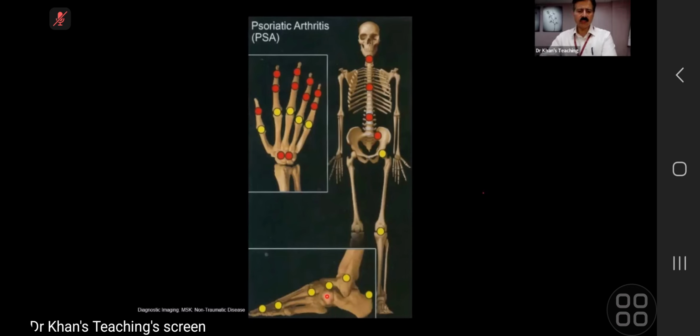One of the take-home points will be the differentiation between involvement of hand versus the feet. Take-home point is that in psoriasis, hand is more commonly involved, and in CRA, feet are more commonly involved. Rest of the pattern in the spine and the SI joints, they remain the same. So this hand versus feet discriminator is an important thing.